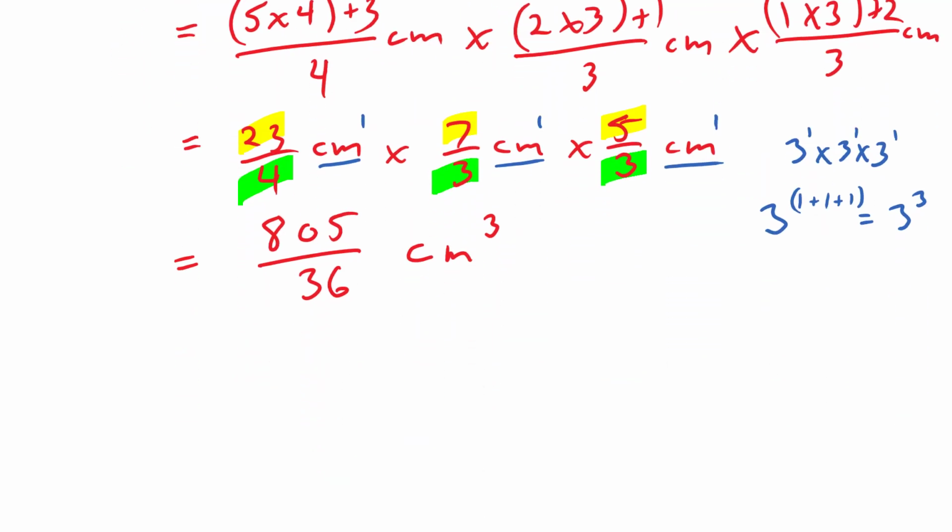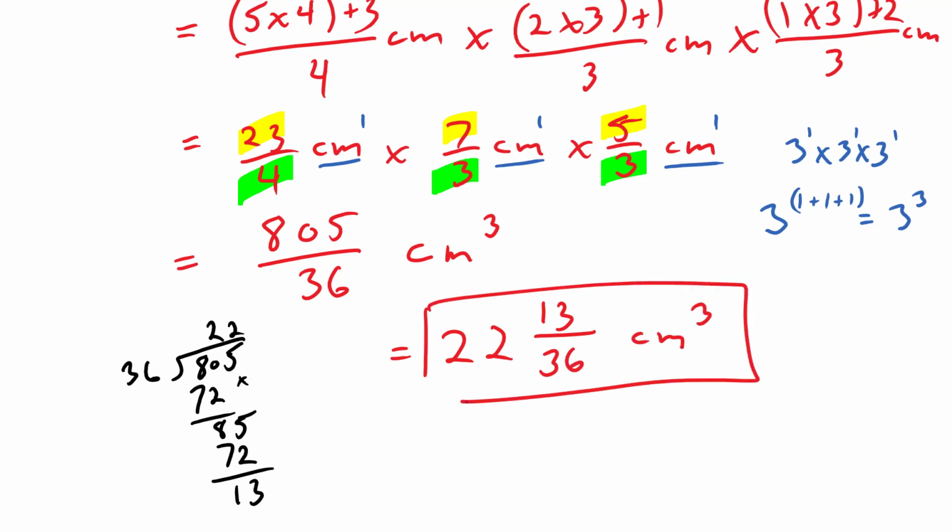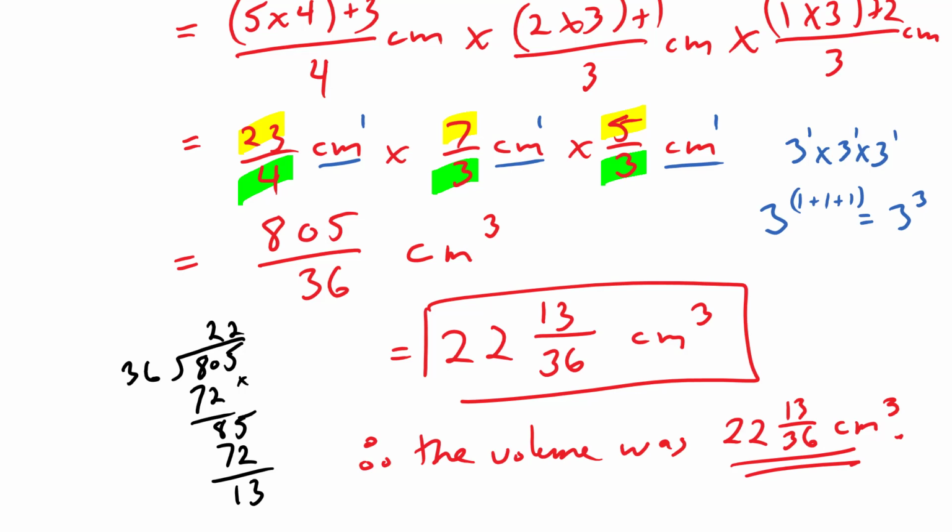Let's find out how many times 36 goes into 805. So here, this becomes 22 and 13 over 36 centimeters cubed. Cannot be simplified down. Therefore, the volume was 22 and 13 over 36 centimeters cubed. Make sure those units are in there with it.